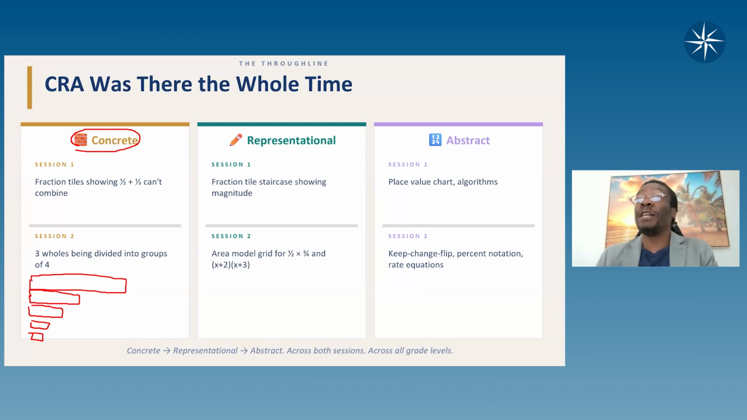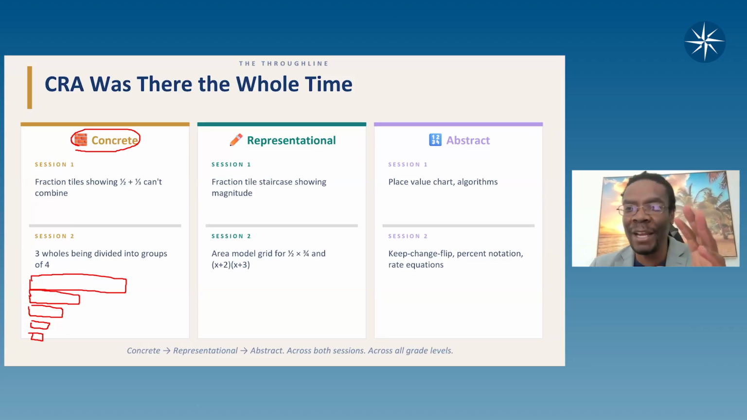So again, at the representational level, okay. There it is. The fraction tile staircase showing magnitude. Is this thing right here? I forgot that I had it in here. This is a fraction tile staircase.